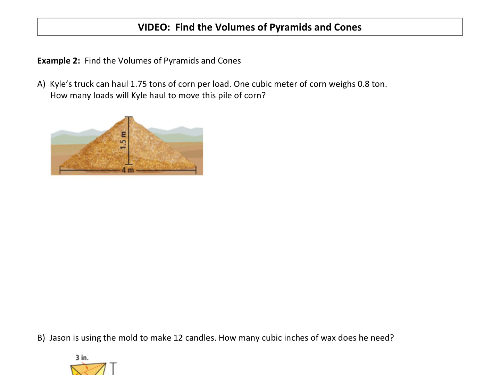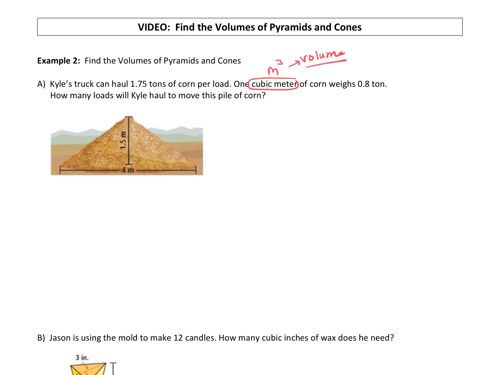All right, we're going to work on finding volumes of pyramids and cones in this example. Now that we know the formulas, let's apply those. We've got Kyle. Kyle's truck can haul 1.75 tons of corn per load. 1 cubic meter of corn weighs 0.8 tons. Just a side note, when we see cubic meter, that's meters cubed, which is a volume measurement.